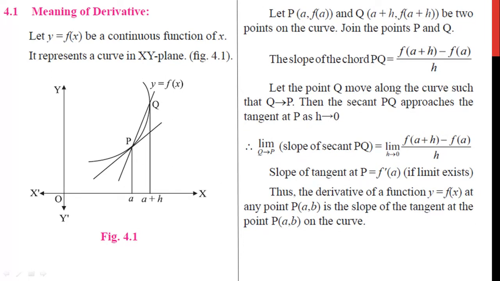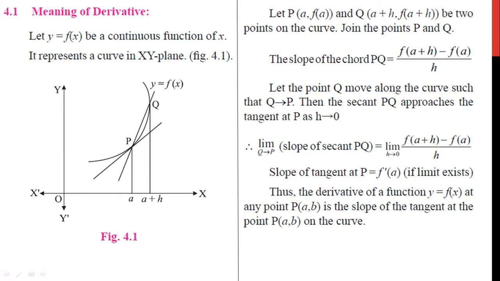Consider point P, a comma f of a. If the x coordinate is a, then the y coordinate will be f of a, because y is equal to f of x is our function. Similarly, if the point Q is a plus h, then its y coordinate will be f of a plus h. So that's why it is written here that let P be a comma f of a and Q be a plus h comma f of a plus h. So you know the points on the curve now. These are 2 points on the curve.